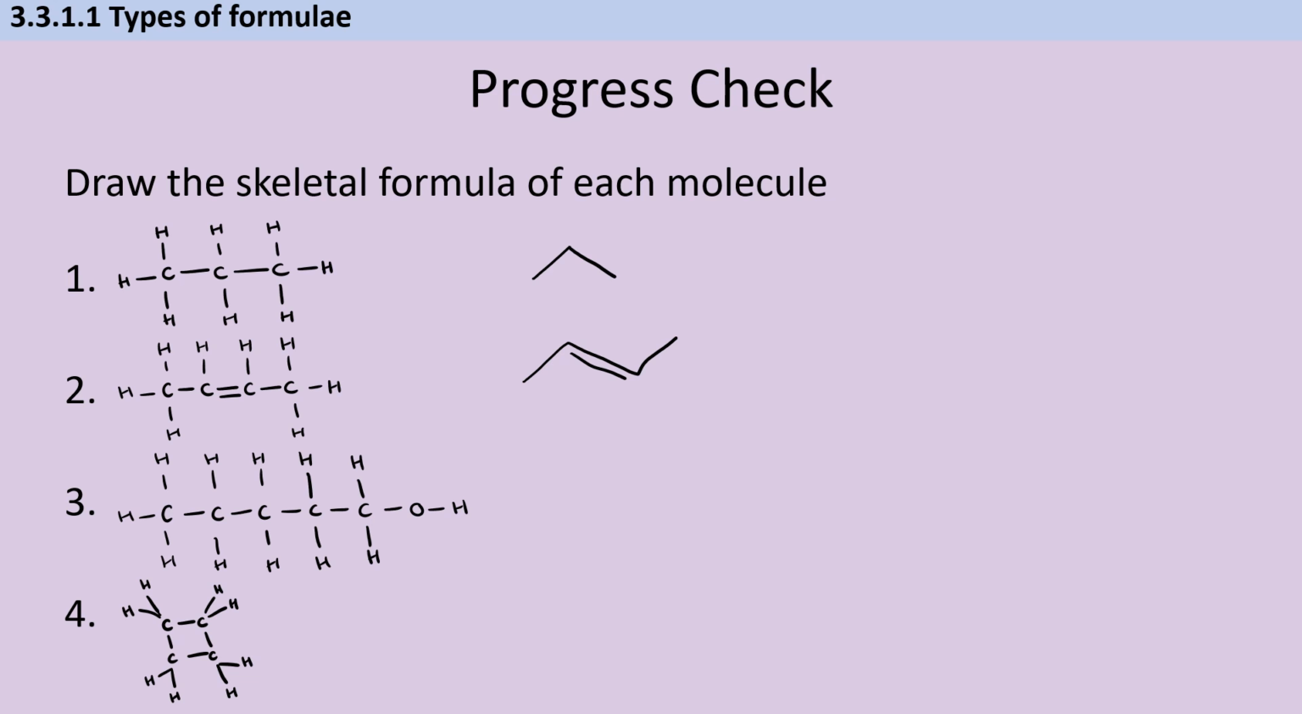Then we've got pentanol. So here you've got 5 corners worth of carbons, and then we've got OH at the end. And for the skeletal formula, it's fine for us to have the OH together. We don't have to draw the bond like we did in the displayed formula. And then finally, you've got some cyclobutane. So you're literally just going to draw a square.